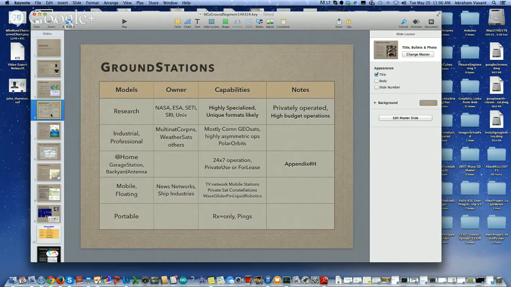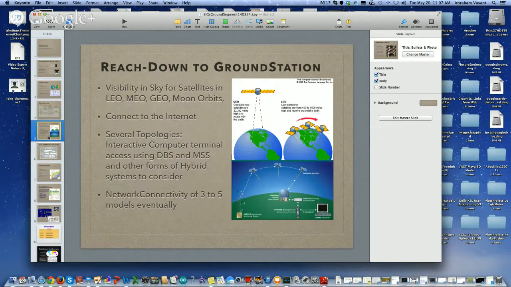The ones we are generally targeting are something which can be managed, very small private use or for lease, that may eventually come out of hobbyists, amateur astronomers, and this class of people. Also to note, there are several types of mobile stations, in the shipping industries and many other industries that we will be able to latch on to. Now that we have the ability to see the satellites in the sky that are in LEO, medium Earth orbits, geostationary orbits, and other moon orbits, these ground stations are connected to the internet.